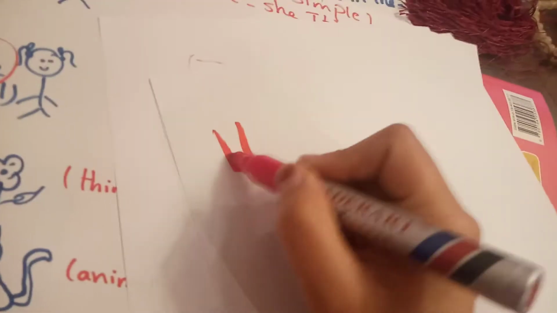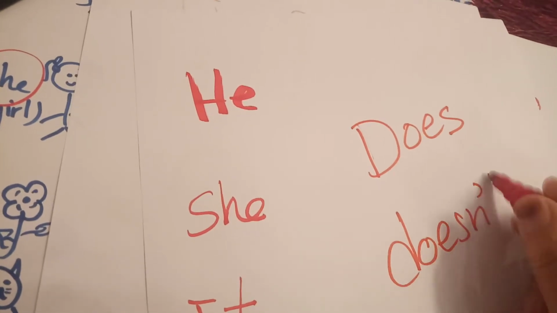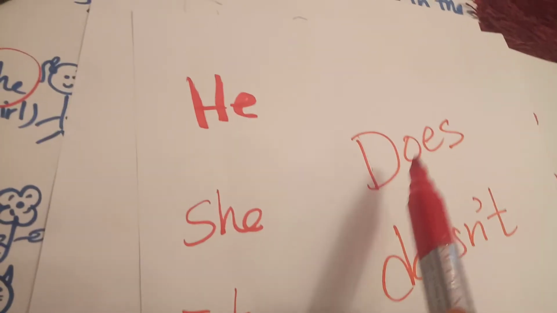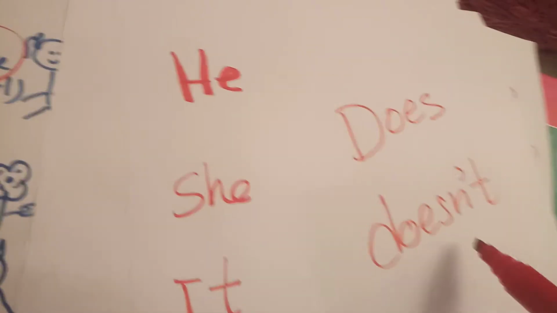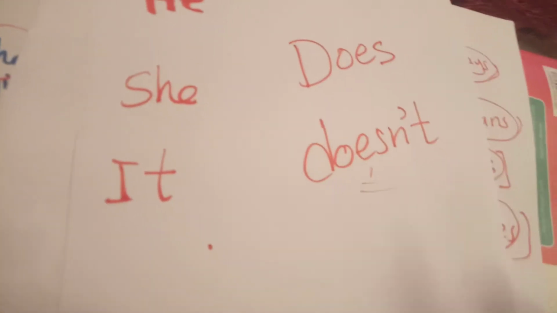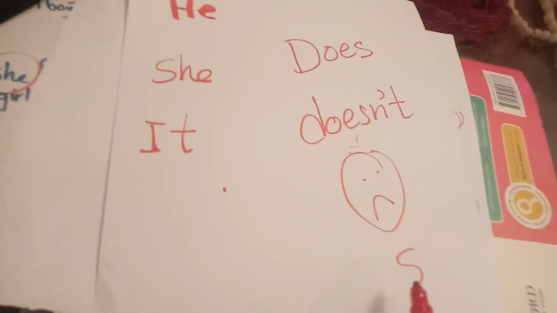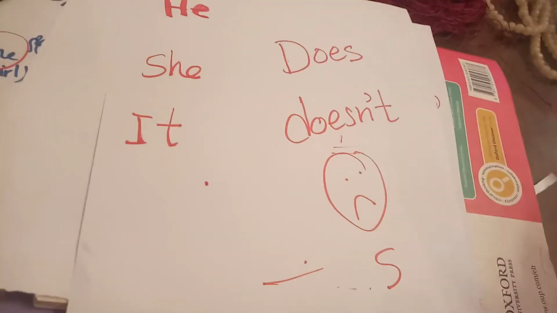He, she, and it, they have other friends. They have does. They come with does and doesn't. So always does comes with he, she, and it, and doesn't comes with he, she, and it. But you know that does and doesn't, they don't like S. When they come, they kick S out. When does and doesn't come, they kick S out.